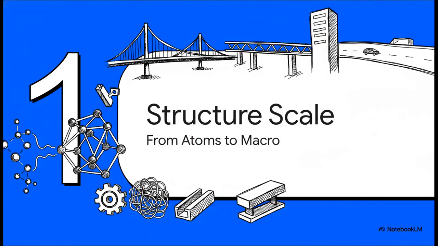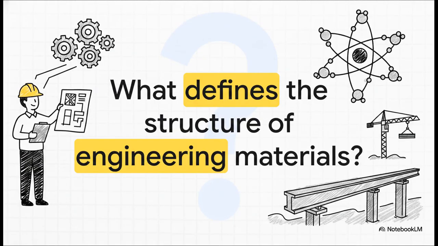All right, let's jump right into Section 1, defining material structure scale, from atoms all the way to infrastructure. As a project manager, you're evaluating material spec sheets all the time, right? But let me ask you this. What exactly defines the internal structure of the engineering materials you're relying on? On an atomic level, structure is simply the organization of atoms relative to each other. But that simple organization, it dictates virtually everything about a material's success on your job site.